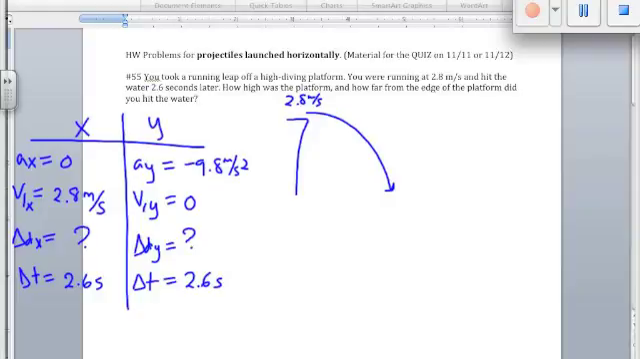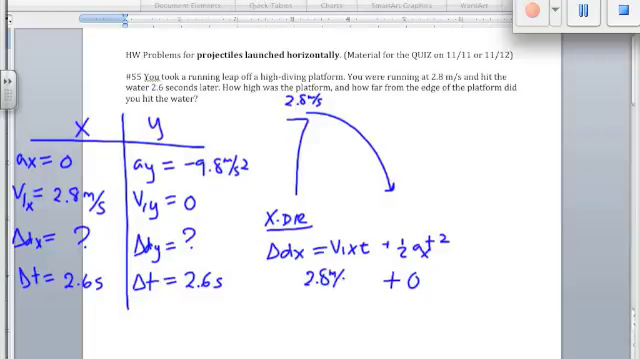I'm actually going to do this problem as two separate problems. I'm going to look at the x. So in the x direction, I know the relationship: delta dx equals v1x t plus 1/2 a t squared. Remember that acceleration is 0 in the x direction. The velocity is 2.8 meters per second, and there's 2.6 seconds to move. So delta dx is 7.28 meters. So that's the horizontal displacement.